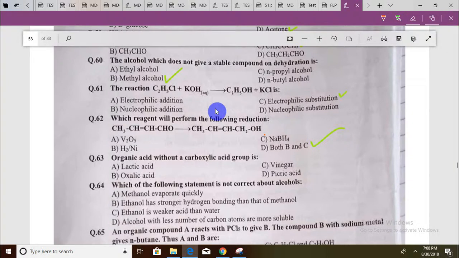In both cases, H2O will be needed in both the steps, the one that makes the intermediate and the one that goes from the intermediate to the final product. So it's not lactic acid. Oxalic acid is basically a diacid. So obviously vinegar is acetic acid. Now picric acid, one wonders what picric acid is. I think it's 2,4,6-trinitrophenol. So it definitely is an acid, and it's an organic acid, but it doesn't have the carboxylic acid group. So that is the answer.